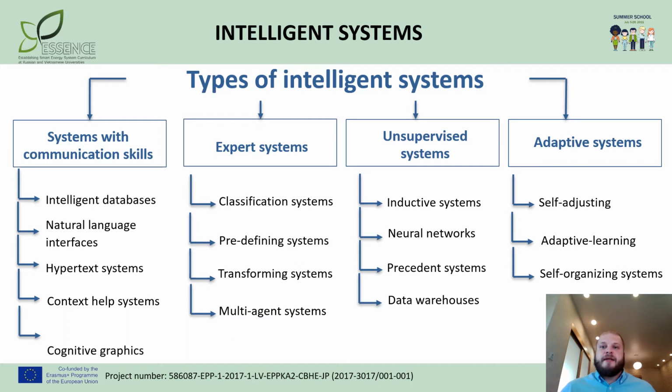Hypertext systems are designed to search for textual information by keywords in databases. Contextual help systems are usually some sort of a special case of hypertext and natural language processing systems. Cognitive graphics systems allow the interaction of the intelligent information system user through icons. The same goes for expert, unsupervised, and adaptive systems as well. They have various implementation areas and they are subjected to the corresponding requirements.